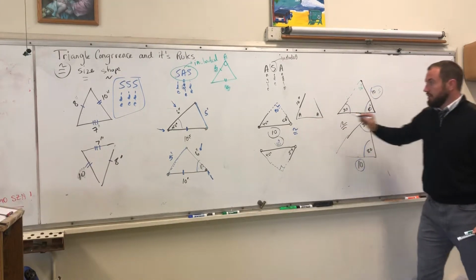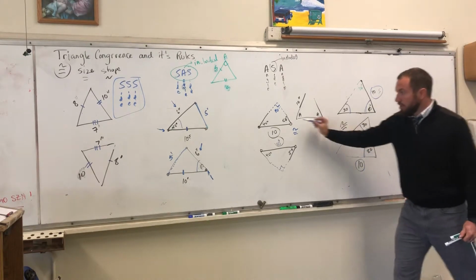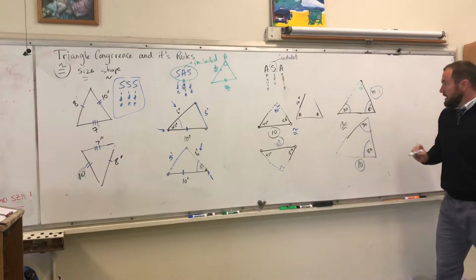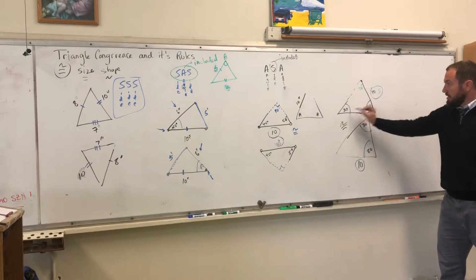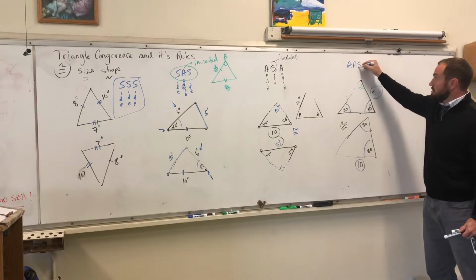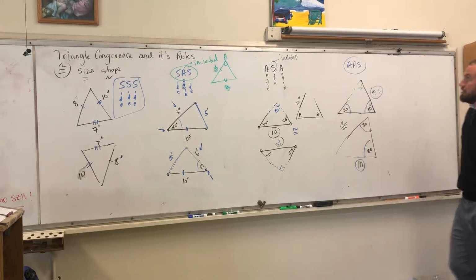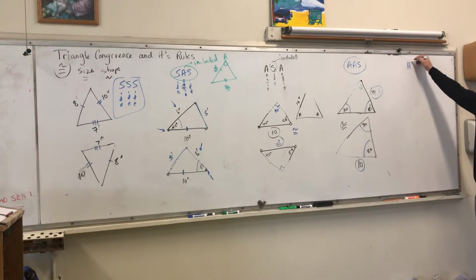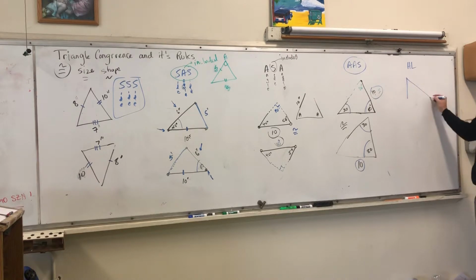So here's the distinction between the two. Here you have an angle that goes to a side to an angle. Here you have an angle that goes to another angle and then goes to another side. So this rule we would call angle, angle, side.